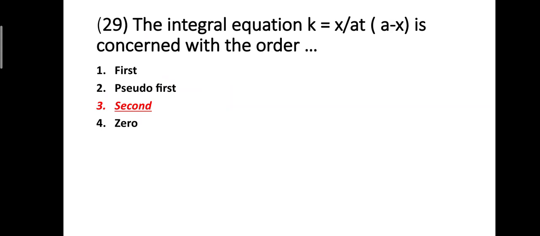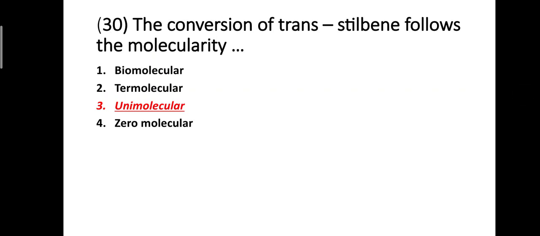Question 29. The integral equation k equal to x upon at(a minus x) is concerned with the order. Option A, first. Option second, pseudo first. Option third, second. And option 4, zero. And the correct answer is option number 3, second order.